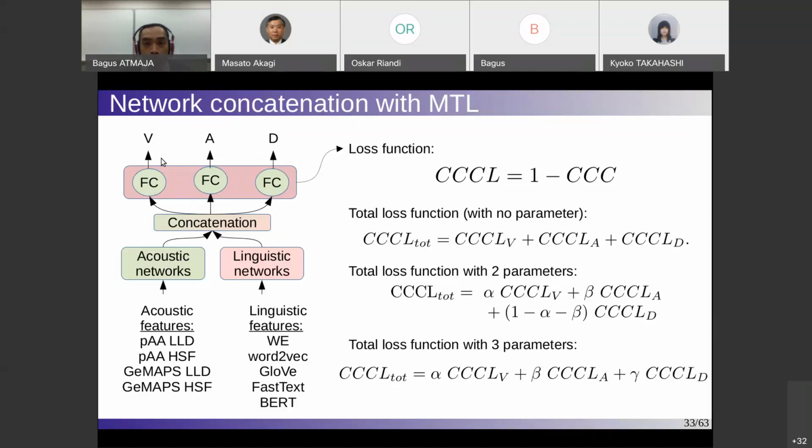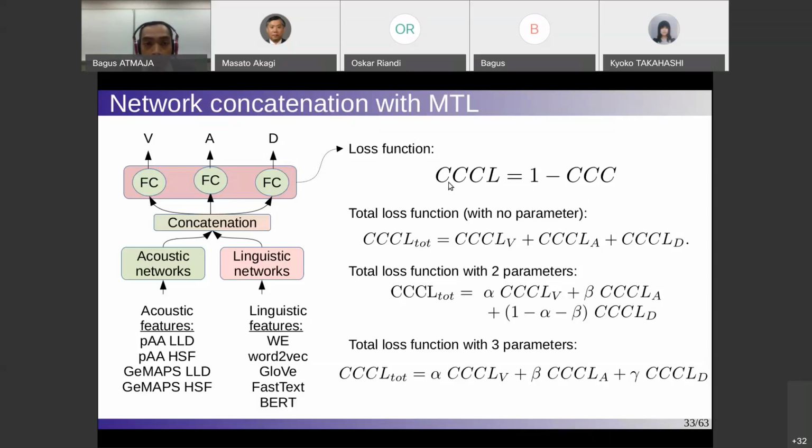So here, because the goal is to maximize CCC, we use the opposite, the CCC loss, 1 minus CCC. So we minimize this loss. So we make this CCC loss be 0. If this is 0, then the CCC becomes the highest one. The highest one is 1. So 1 minus 1 will be 0 here.